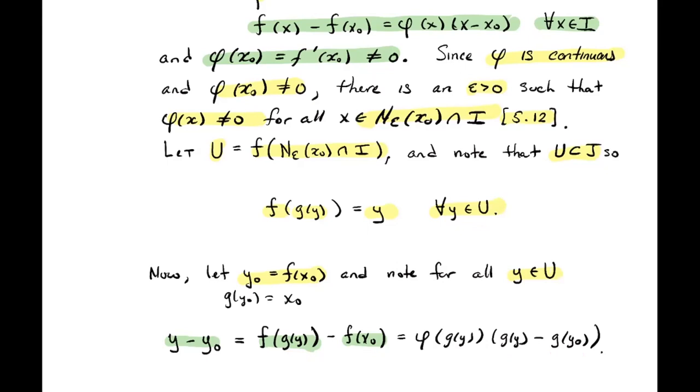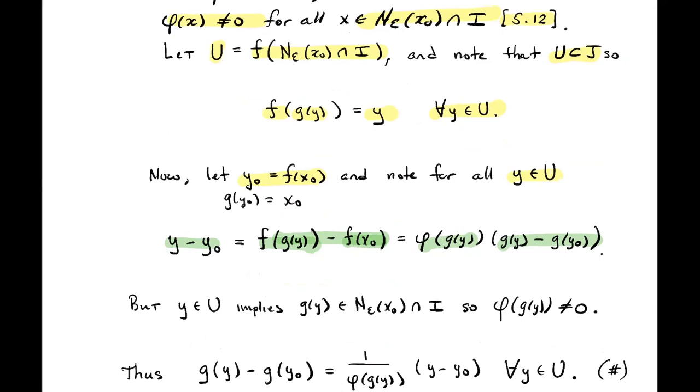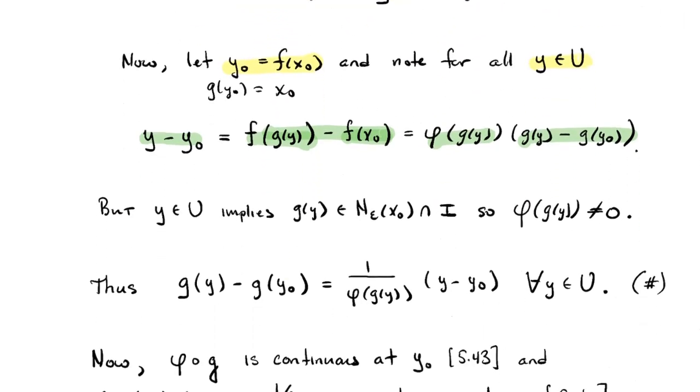What I'm talking about here that I kind of stammered on is this Carathéodory equation. I'm applying it to the x value g of y, and x naught is g of y naught. So that's all I'm writing down here. The left-hand side is f of g of y minus f of g of y naught, which is phi of g of y times the quantity g of y minus g of y naught. That's just from the Carathéodory equation. Okay, good. Sorry about the stammer there.